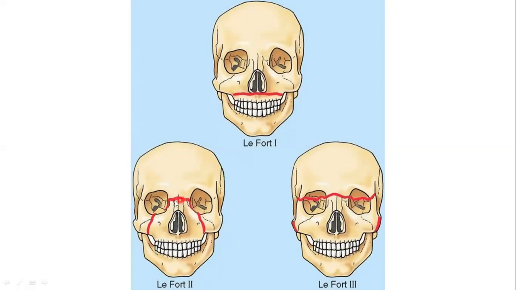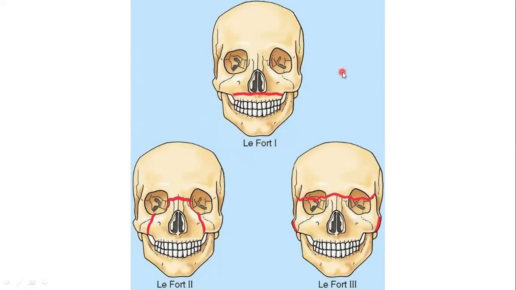This is the point of the nasion. This is Le Fort 2, where the fracture is. And in Le Fort 3, this is here in the zygomatic bone, and also extending from this through the orbits here, as you see, and then this is again your frontal bones like that.